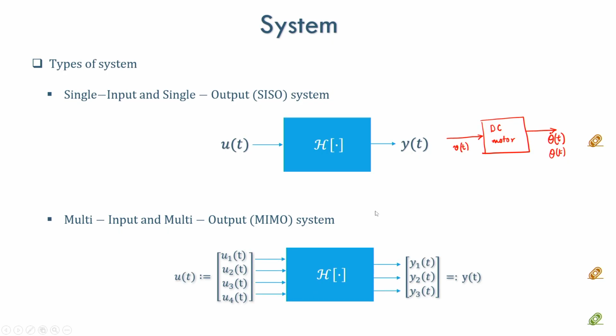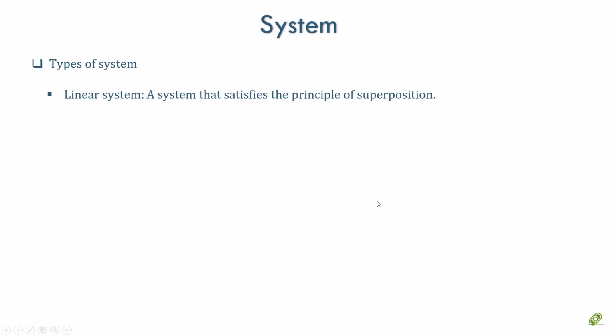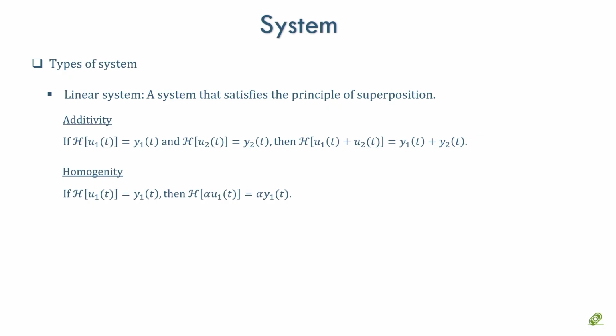Okay, fine. So, what are the other types of systems? The other type of system is a linear system. A system is called linear if it satisfies the principle of superposition. I hope all of you know what superposition is. If you do not know, fine, I will just revise it again. What is superposition? Superposition consists of two main ideas: one is additivity and one is homogeneity. So, a system is called linear if it satisfies the additivity property as well as the homogeneity property.